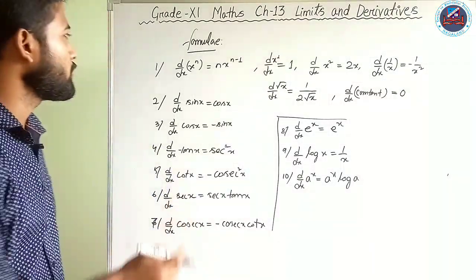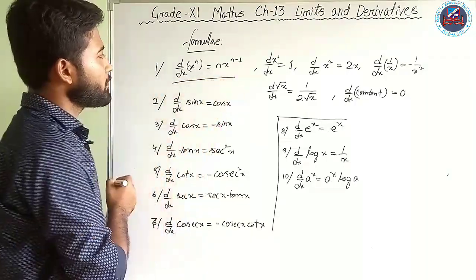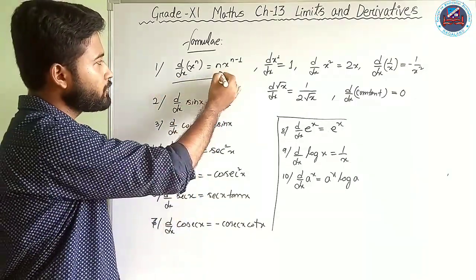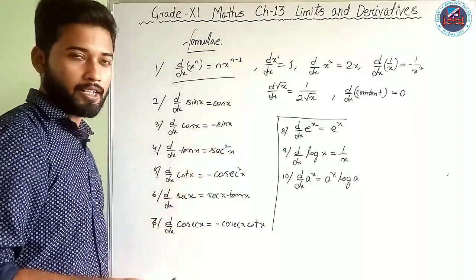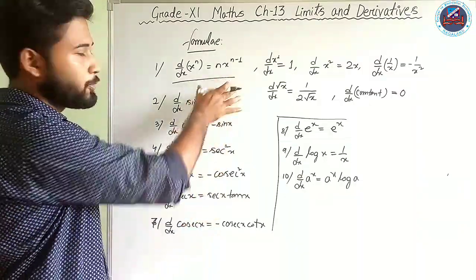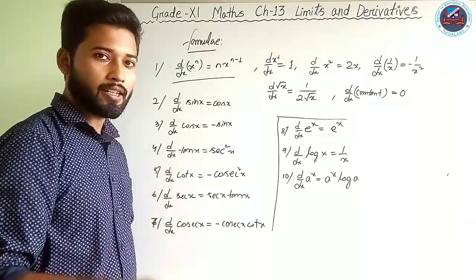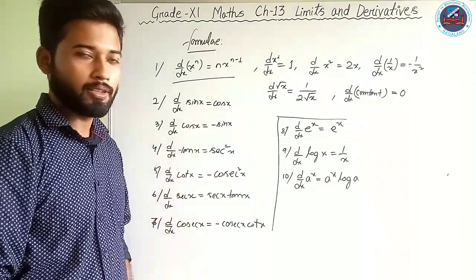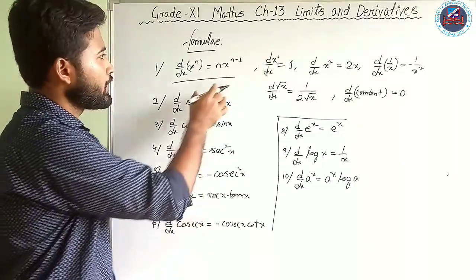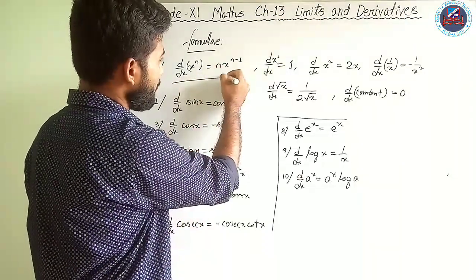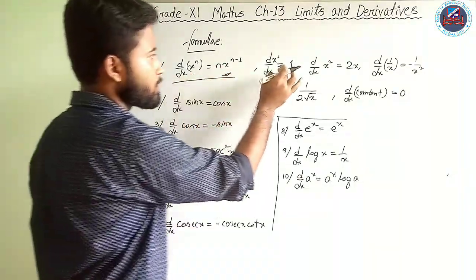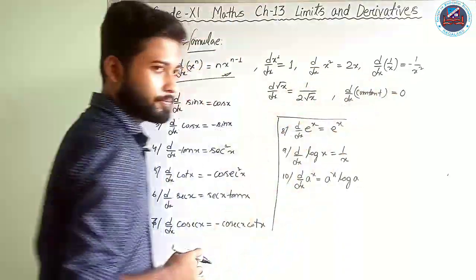So let us see the first one. Here we have d/dx of x to the power n equal to n into x to the power n minus 1. I am skipping the proof here because to find this proof we need induction as well as the binomial theorem, so both are removed from the syllabus, and this is actually the parent formula, and from this we get all of these.